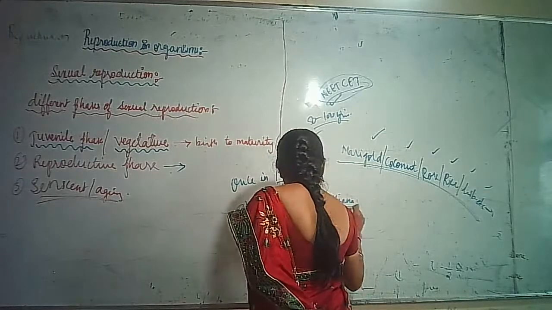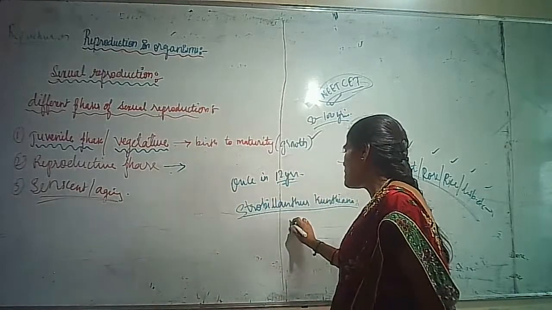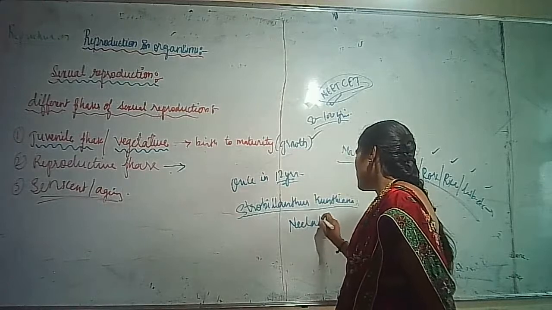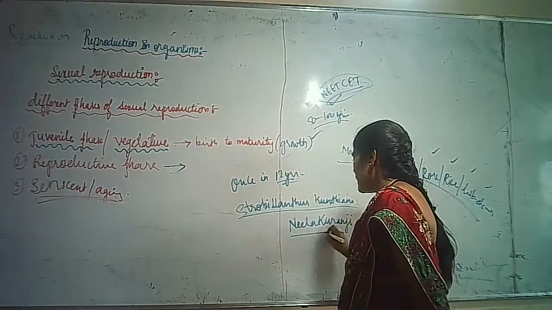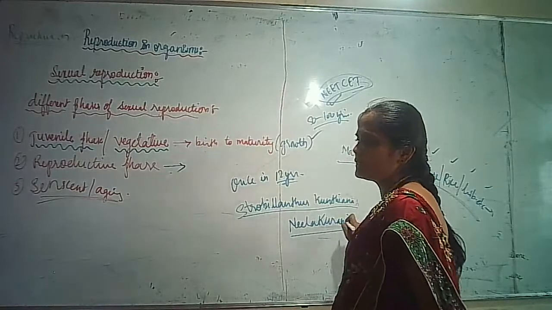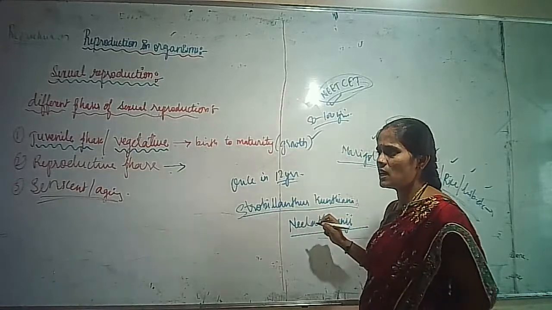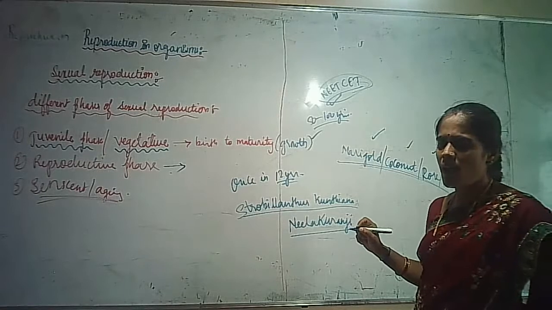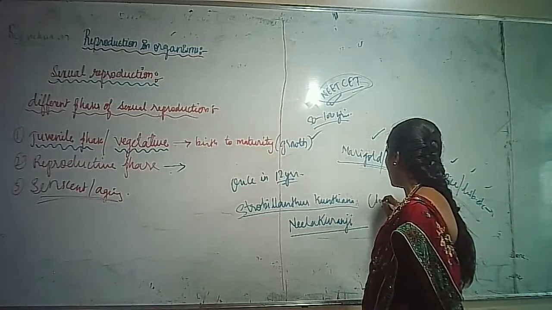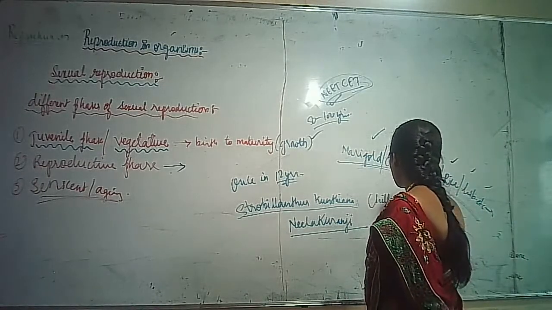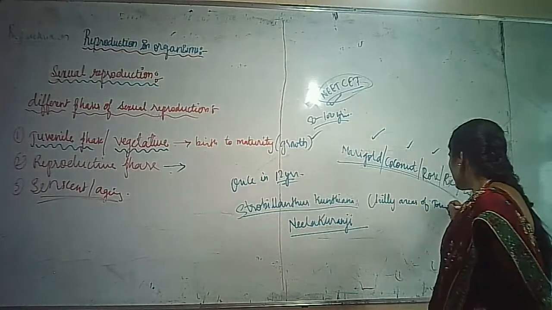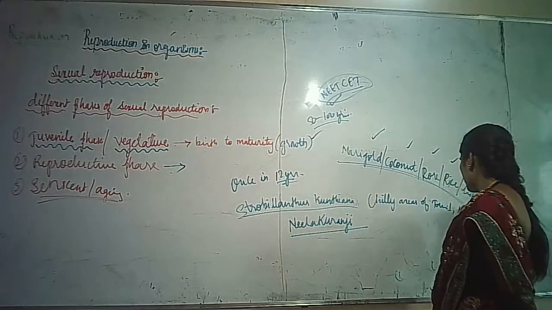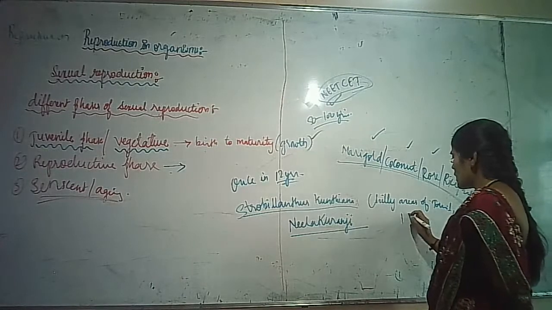Strobilanthus kunthiana, commonly called Neelakurinji. It is very important for both NEET theory and CET. You can see here, Neelakurinji is a plant found in the hilly areas of Kerala, Tamil Nadu, and Karnataka.